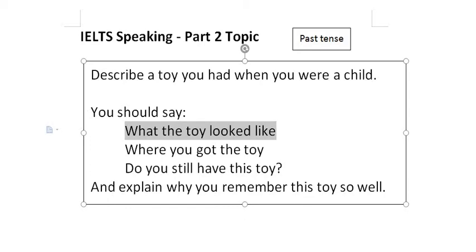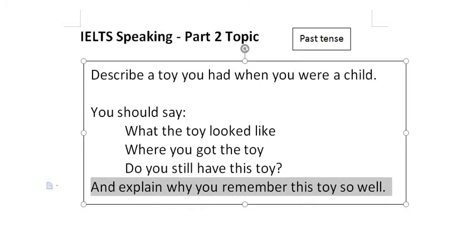The topic card also includes some additional things to talk about. What the toy looked like, so describe the appearance, the colour, the shape, any special features it has. Where you got the toy. Maybe you bought it yourself, maybe someone gave it to you. Do you still have this toy? Where is it now? If you don't know, you can explain why, or you can miss out this part. You don't have to talk about everything on the card. And finally, explain why you remember this toy so well.